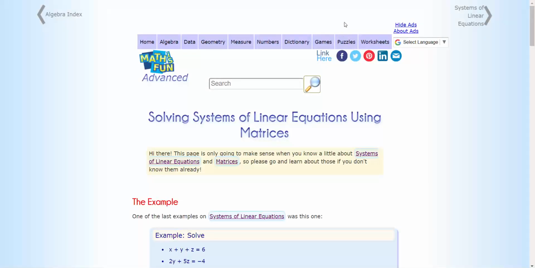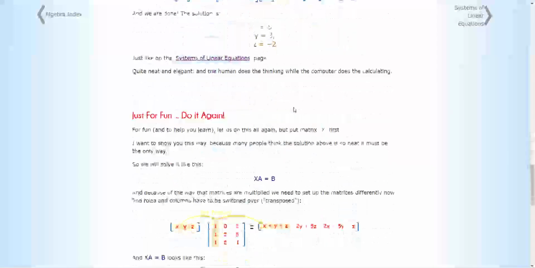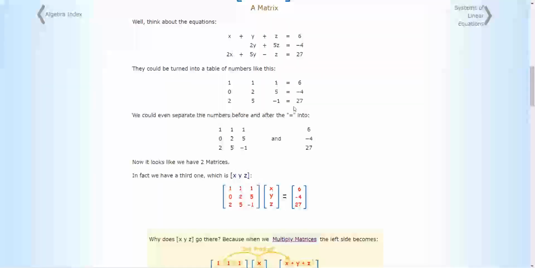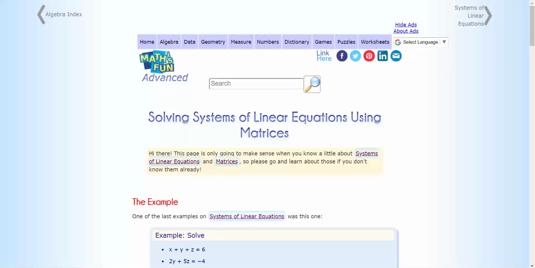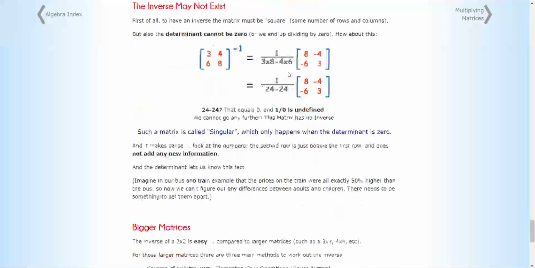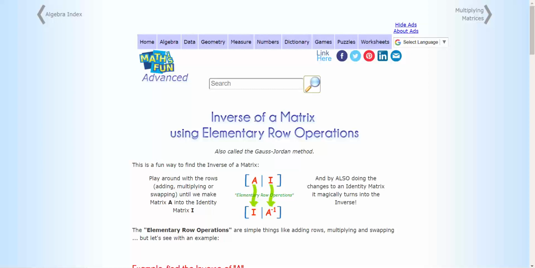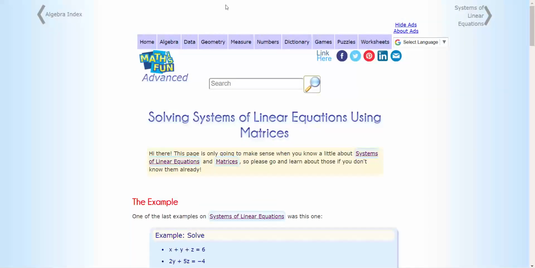Solving systems of linear equations using matrices should be our next topic, I guess. We should move this here. So the inverse using elementary operations, and then we have the inverse using other methods. The inverse may not exist for bigger matrices, and then Gauss elimination. Yeah, we've done all of the rest of the good stuff, and the inverse of a matrix is something we've also covered.